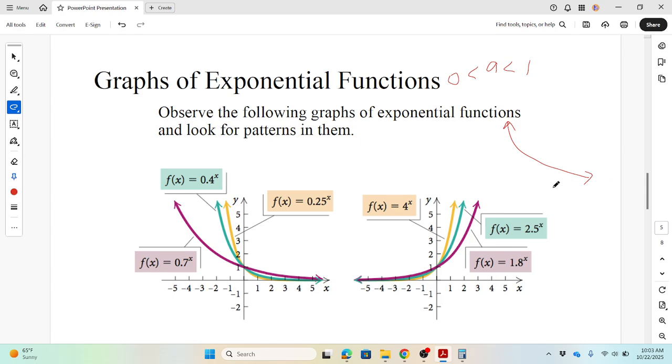It's a decaying function. If the base is greater than 1, then your graph would look like one of these. These are the three examples. It's going up. Exponential growth. That's why it's called an exponential function. Exponential decaying, exponential growing.